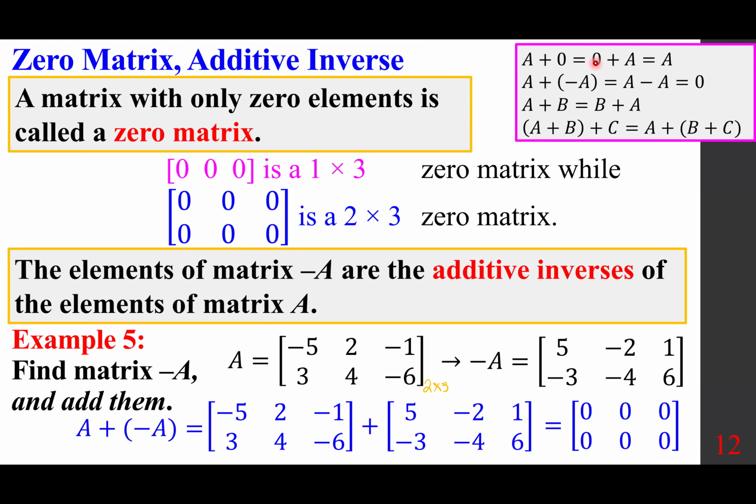Just as we do with numbers, A plus 0 is 0 plus A is equal to A. This 0 is a zero matrix. A plus minus A is the same as A minus A equal to 0. A plus B is B plus A, you can put them in any order. A plus B plus C is A plus B plus C. Commutative property, associative property. So basically, what you do to numbers, you can do to matrices.